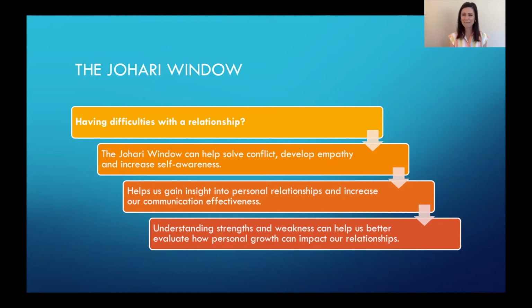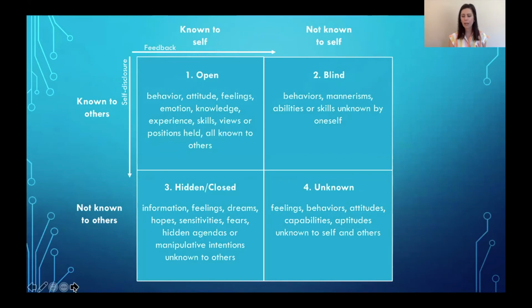So we're going to think of a visual of a four-paned window, because there are four areas to the Johari window, and we're going to break down exactly what this means. I'm going to show us a visual just so we can really understand what this looks like, and we're going to go area by area. There are four, like I mentioned. So the first is the open area.